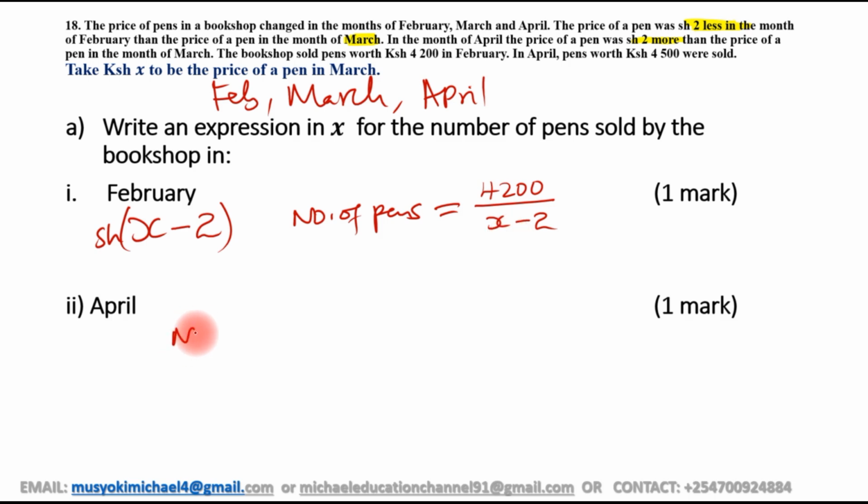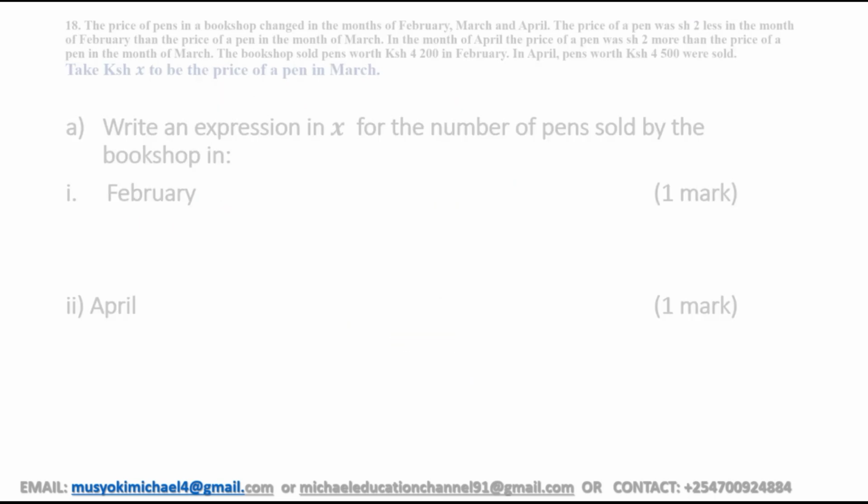So in April, the number of pens sold, the total amount of pens sold was 4,500 divided by the price per pen. In April, the price per pen was 2 more shillings than the price of pen in the month of March. We know that in the month of March, it's actually X, therefore that will be X plus 2. So that is the expression for the number of pens sold by the bookshop in February and also April. So we get to part B of the question.